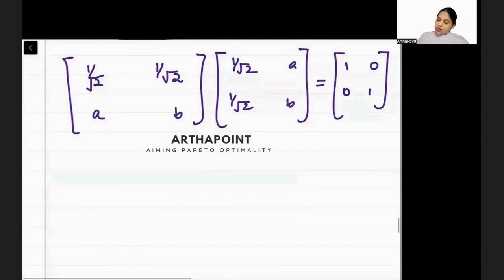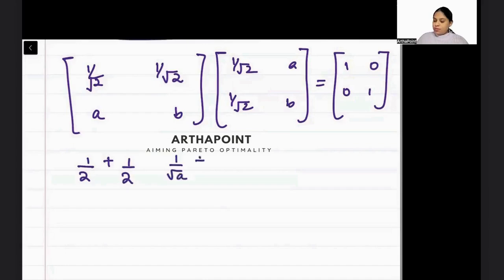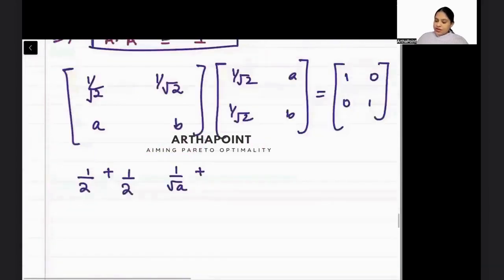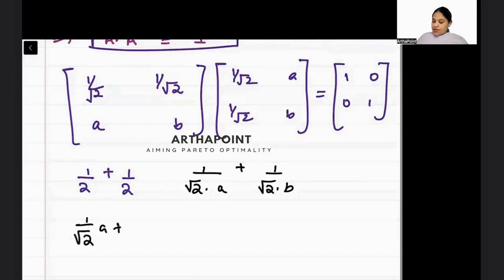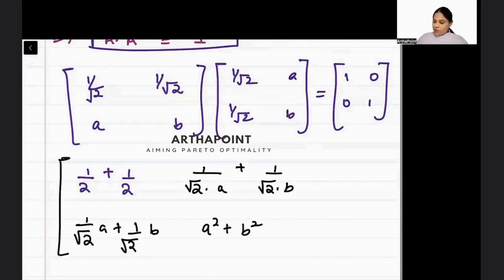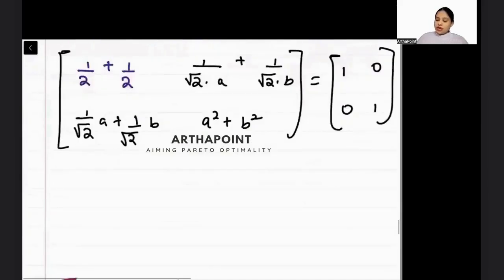So if I start solving this, beta, 1 by root 2 into 1 by root 2 is 1 by 2 plus 1 by root 2 into 1 by root 2 is 1 by 2. 1 by root 2 into a plus 1 by root 2 into b. देखो, इसको इससे multiply करो plus इसको इससे. 1 by root 2 into a plus 1 by root 2 into b. Beta, 1 by root 2 into a plus 1 by root 2 into b and a square plus b square. I think now it is solved. This should be equal to 1, 0, 0, 1.